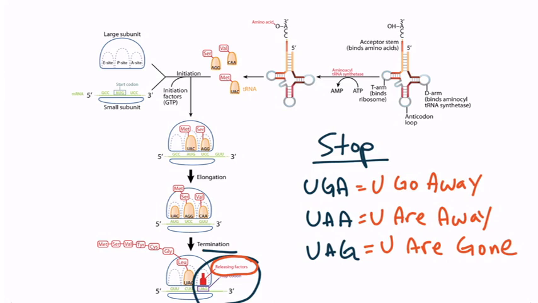After termination, the polypeptide can undergo post-translational modification. This just means other molecules can be added to the polypeptide. Examples of this would be methylation, acetylation, or others. Okay, let's solidify this information with some questions.